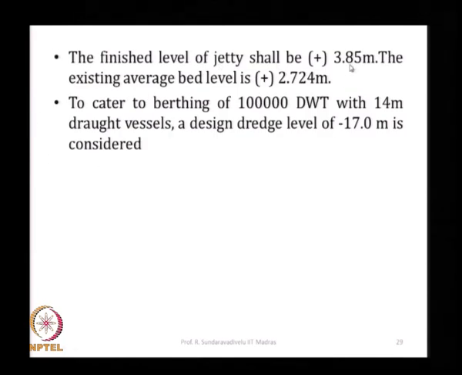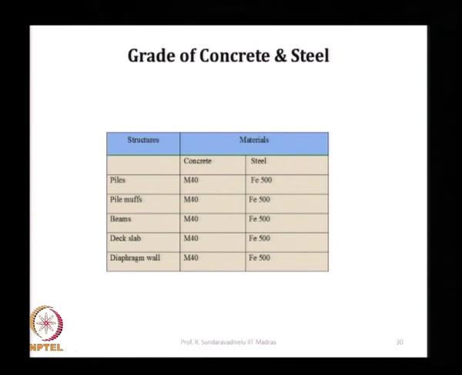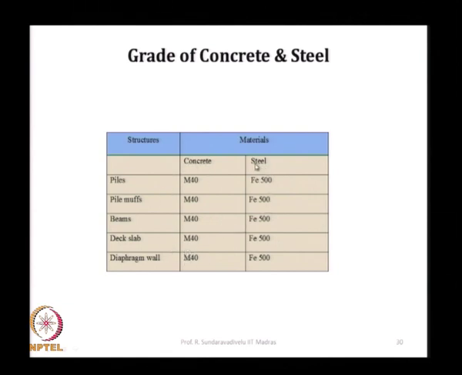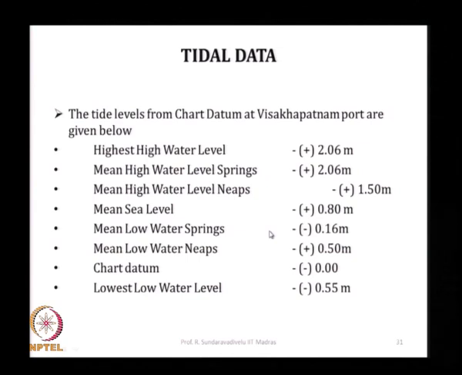And top level is 3.85, the average bed level is existing 2.724. We have to design it for 100,000 DWT vessel with a draft of 14 meter and a design dredge level of minus 17 meters. I think they use M40 grade, not M35. Steel grade is Fe 500. We should get all these water levels: highest high water level, mean high water level spring, neap water level, mean sea level, mean low water spring, mean low water neap, chart datum, lowest water level.